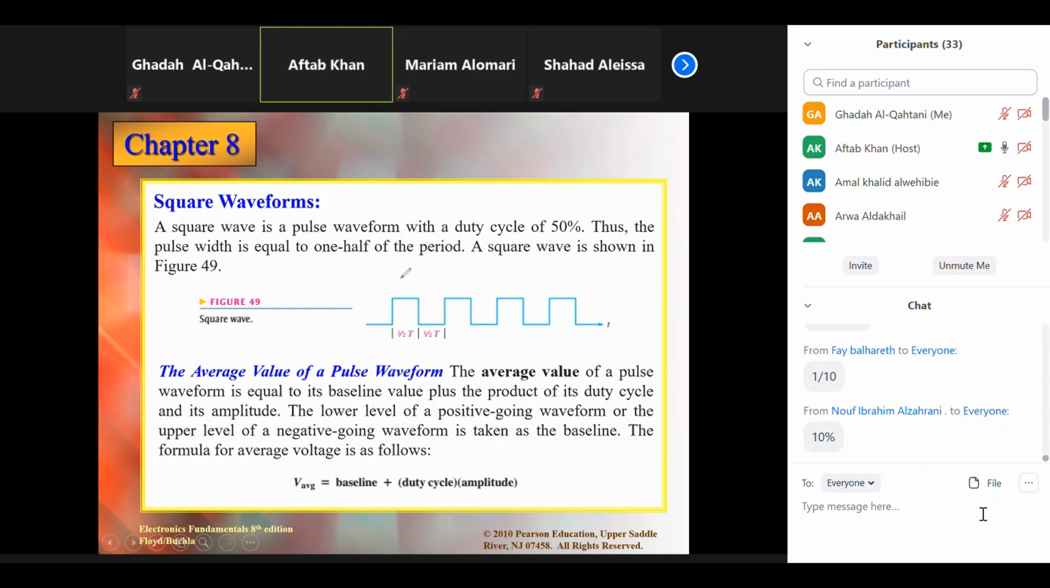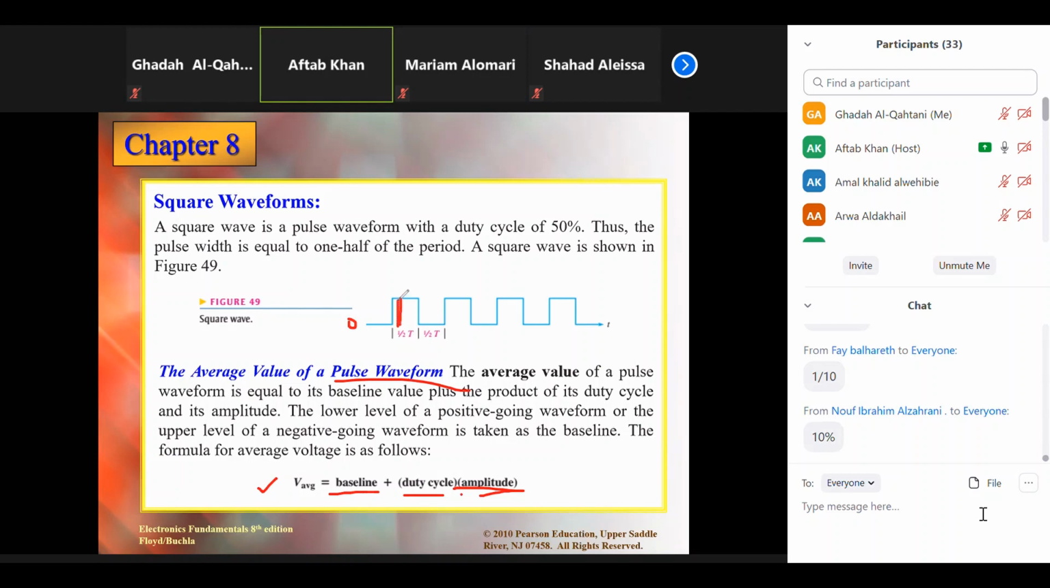All right. Another thing that comes here is the average value of the pulse waveform. What is the average value and how can we get it? The average value can be obtained by this formula. V average is equal to the baseline, where the waveform is starting. Sometimes it is at 0, sometimes above or below 0, which is the baseline. Plus you add the duty cycle, without percentage, that is TW over T, multiplied by the amplitude. And you know the amplitude, the distance from here to here.